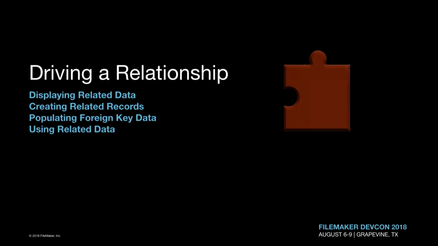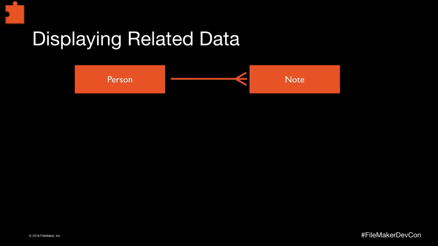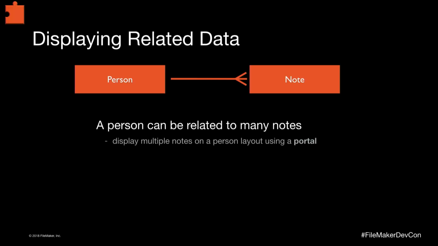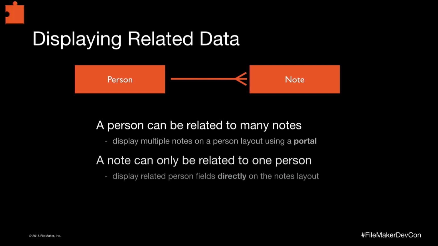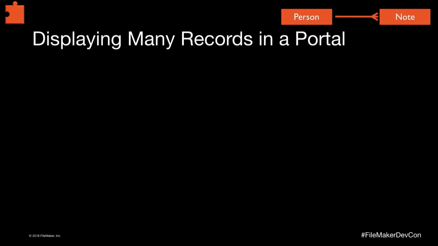So let's have a look at driving this relationship once we create it. If we look at how we display related data, the sort of aha moment that I had in my 1996 course, and we look at the person to note, a person can be related to many notes. So when we look at a person record, I need a way of displaying multiple notes. And we use an object called a portal, which we'll see in a moment. On the other end, the context from the other end is if we look at a note, there will only ever be one person attached to that note. So what we can do is put fields directly onto the layout. We don't need a portal. So let's look at how that works.